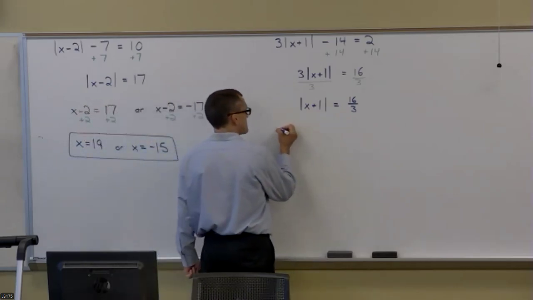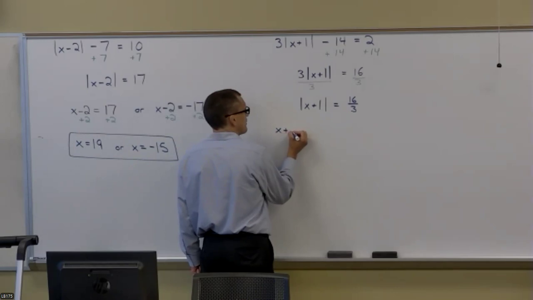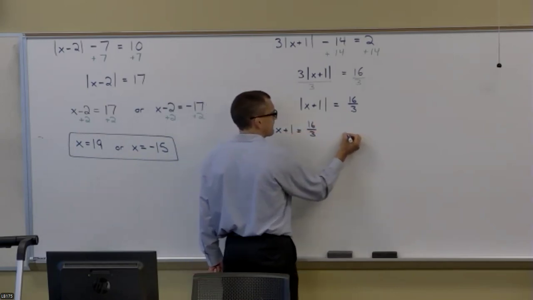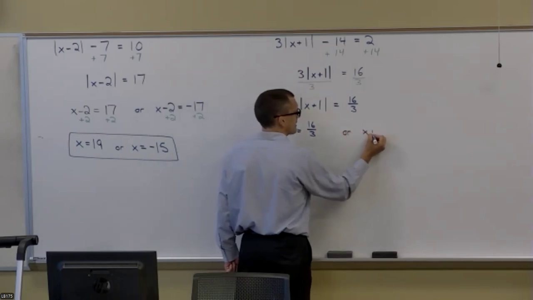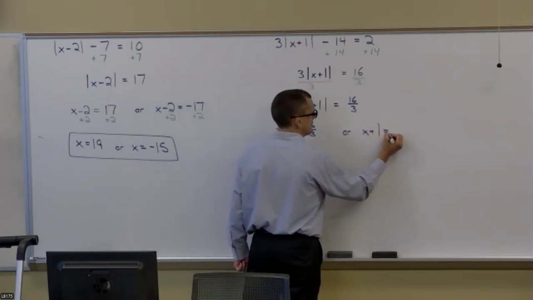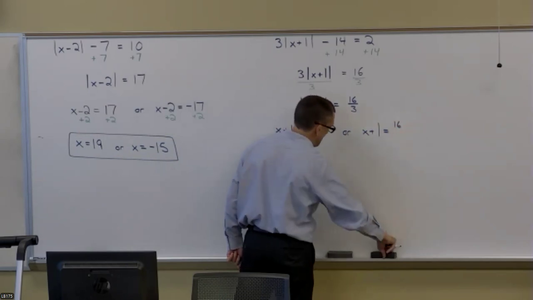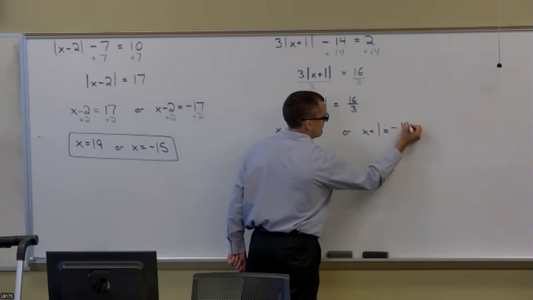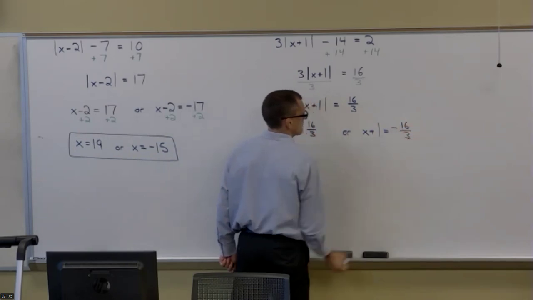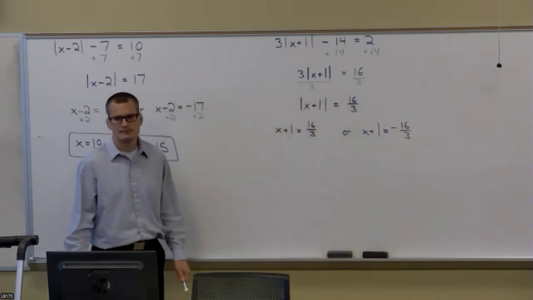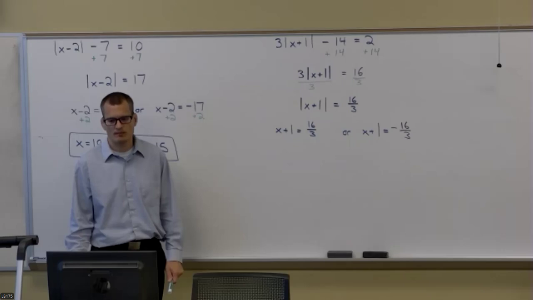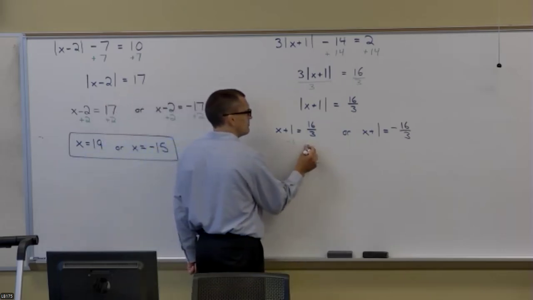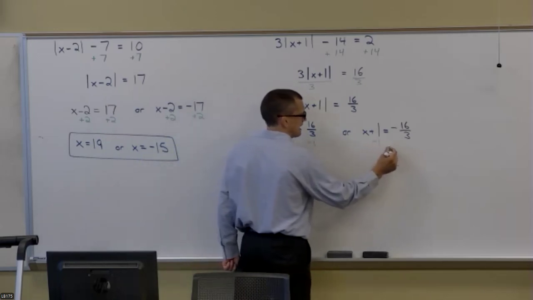And then we'd say x plus 1 has to be either 16 over 3, or x plus 1 has to be negative 16 over 3. I was going to say, subtract 1 from both sides. I do that in each equation.